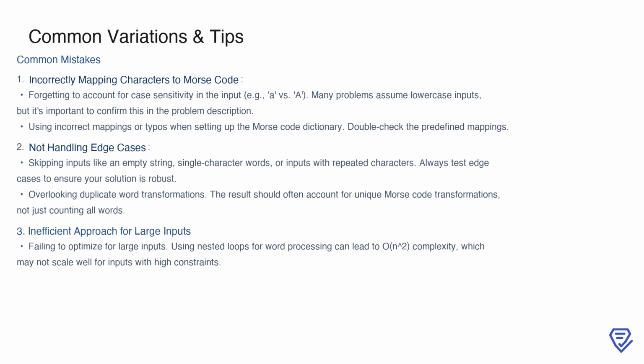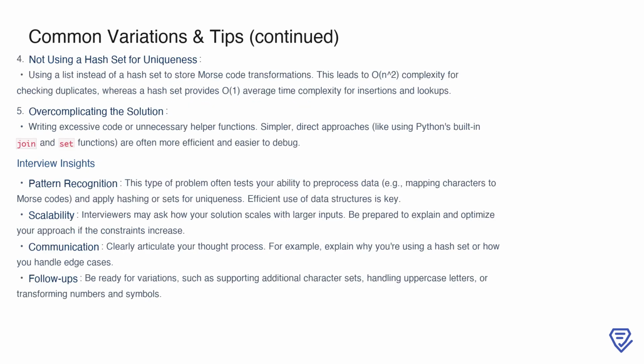Finally, using inefficient approaches for large inputs can be problematic. If you rely on nested loops to process words, you might end up with O(n squared) complexity, which doesn't scale well when inputs are large. Instead, focus on optimizing your approach for better performance. Now, a subtle but significant mistake is not using a hash set to ensure uniqueness. Some may use a list to store Morse code transformations, but this results in O(n squared) complexity for checking duplicates. A hash set, on the other hand, provides O(1) average time complexity for insertions and lookups, making it much more efficient.